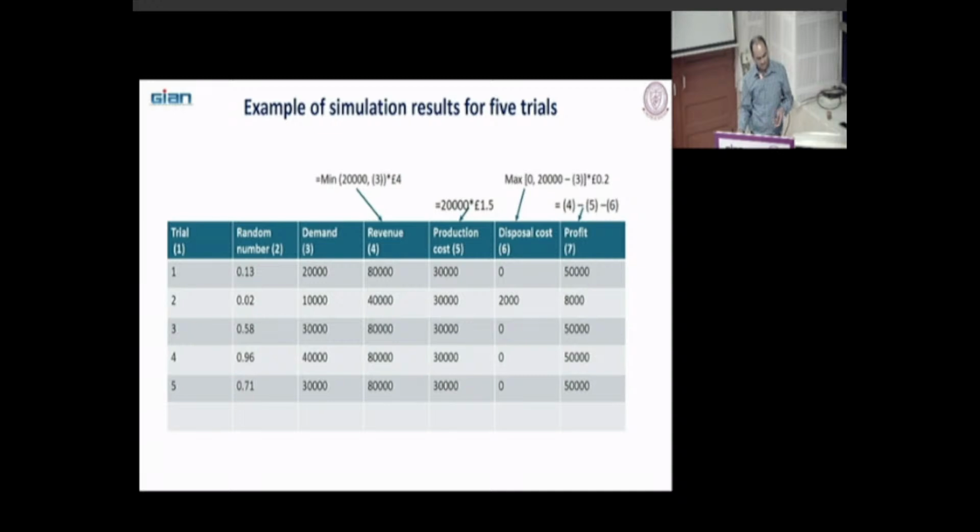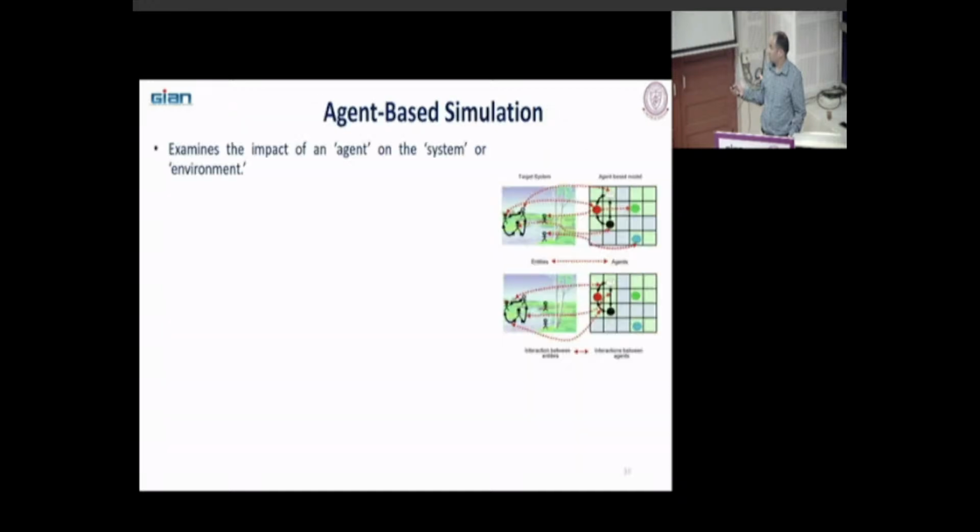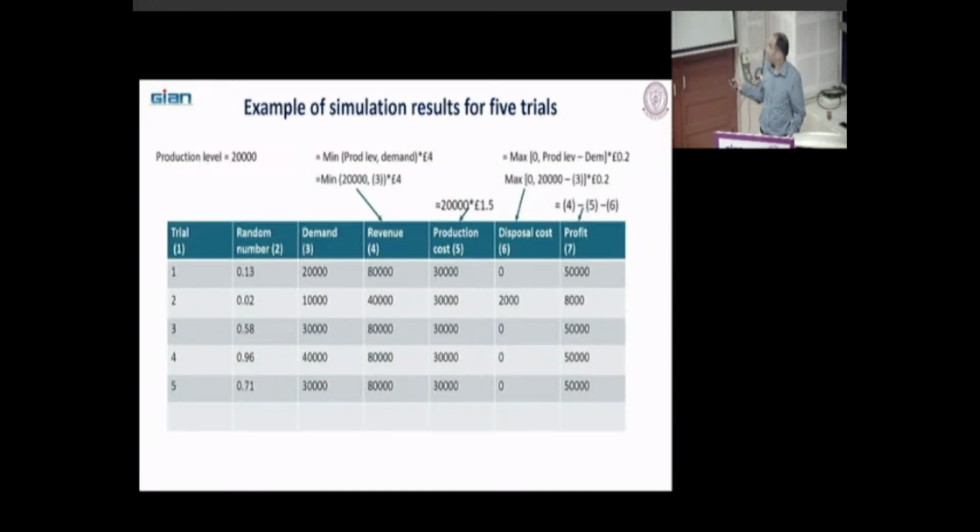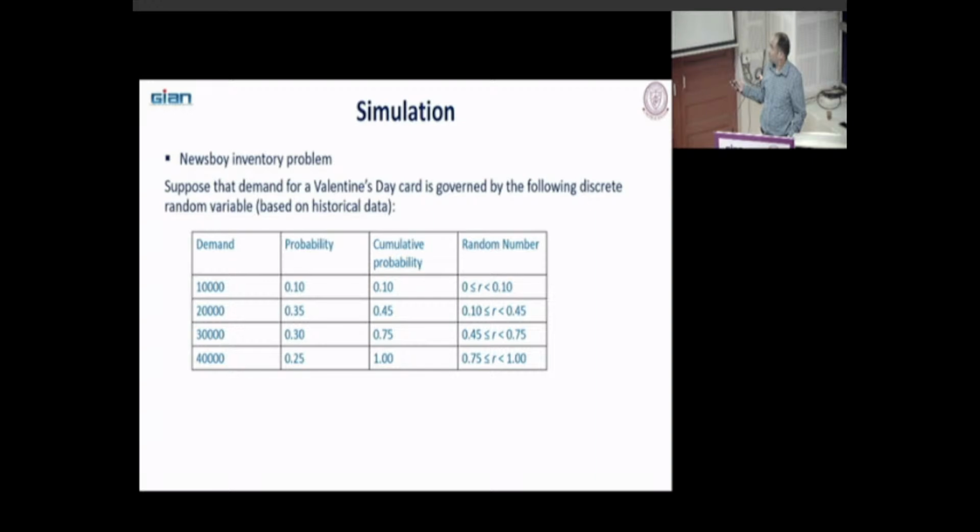You can see the example of 5 trials here. The random number we generated, and we are assuming the production level is 20,000. We can do multiple runs, 20,000, 30,000. So for 20,000, the random number is 0.13. So you go here and you see where it falls. The random number 0.13 comes into your second category.